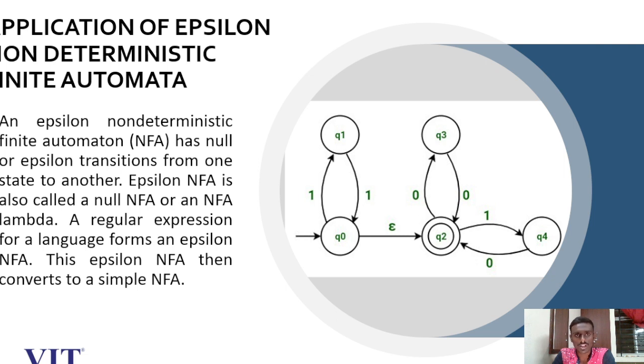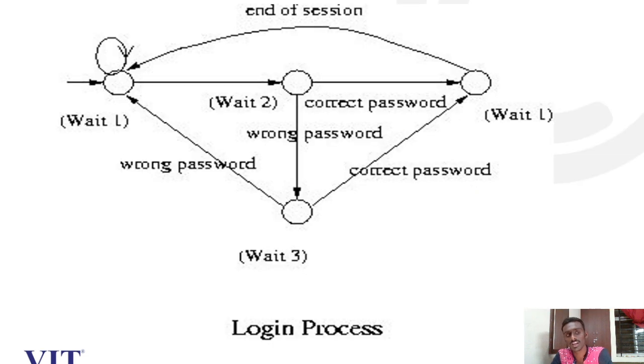An epsilon non-deterministic finite automata has null or epsilon transition from one state to another. Epsilon NFA is also called null NFA. A regular expression for a language forms an epsilon NFA. This epsilon NFA then converts to a simple NFA. This is very simple, you can understand.